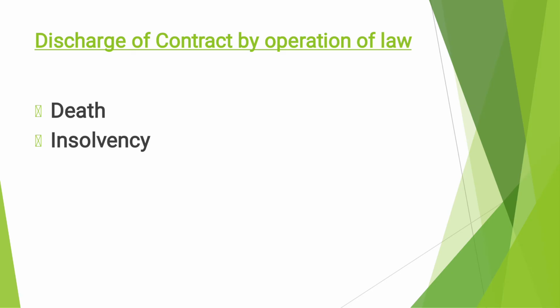Next thing is insolvency. Insolvency means the person is not able to pay his debts. Here, a contract is discharged by the insolvency of one of the parties to it when the insolvency court passes an order of discharge exonerating the insolvent from liabilities on debts incurred prior to his adjudication. That is, if a person is insolvent and it is declared by the court order, then the contract automatically comes to an end, that is, terminated.